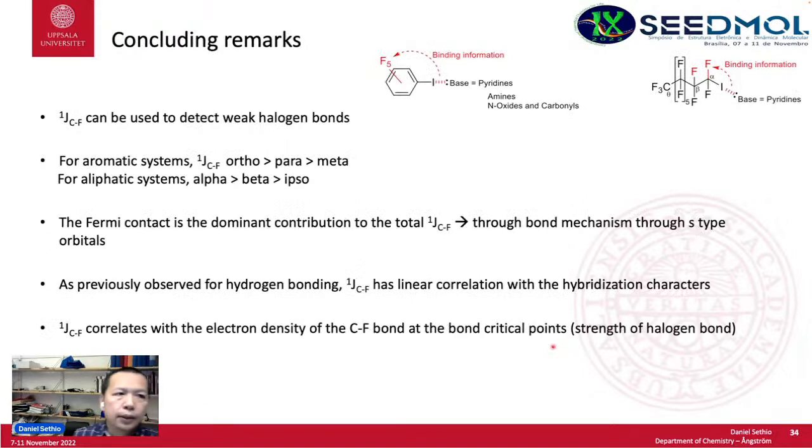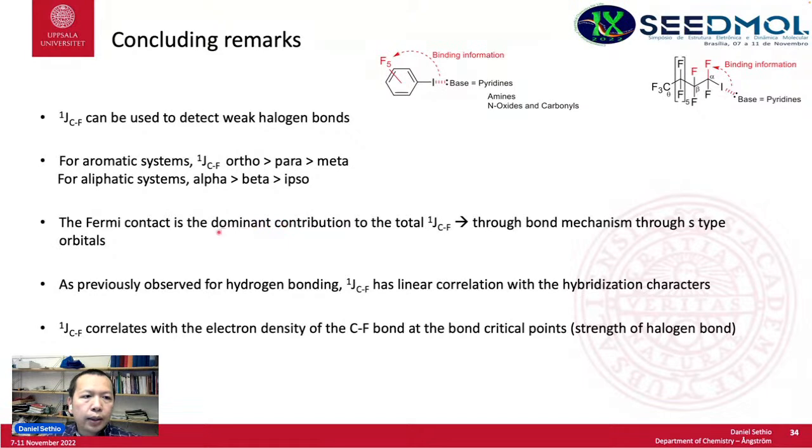So in conclusion, the scalar coupling constant can be used to detect the weak halogen bond in solution. For the aromatic system, the scalar coupling constant of ortho is larger than para, and the weakest is meta. And for the aliphatic system, the order of the scalar coupling constant is alpha larger than beta, and larger than ipso.